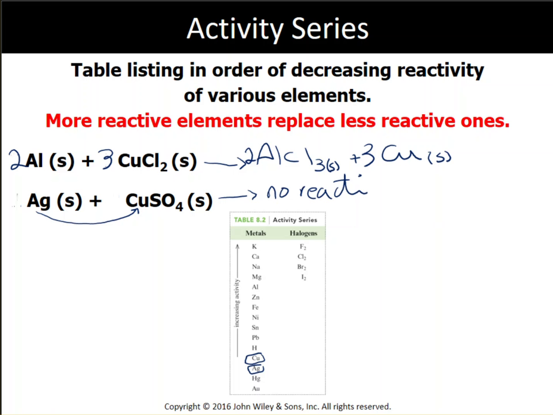When there is no reaction, you either write no reaction, or you put a big cross, or you write NR, meaning no reaction. If you leave it blank, it means that you don't know the answer. So you have to write down that there would be no reaction.